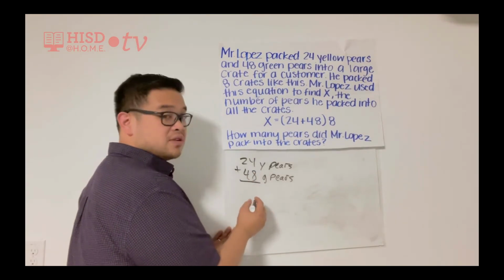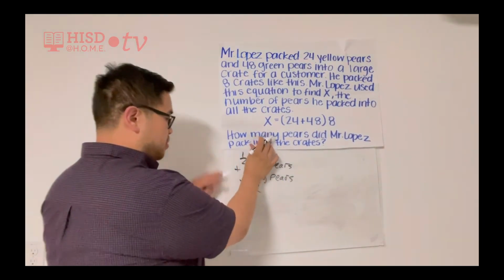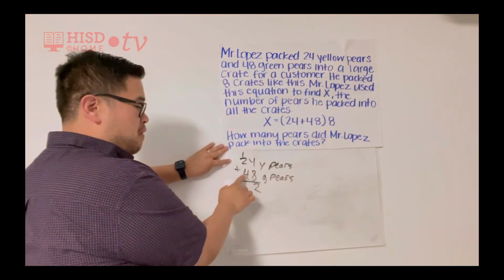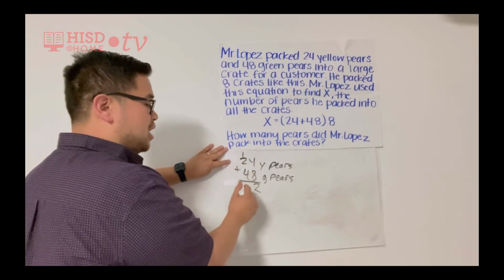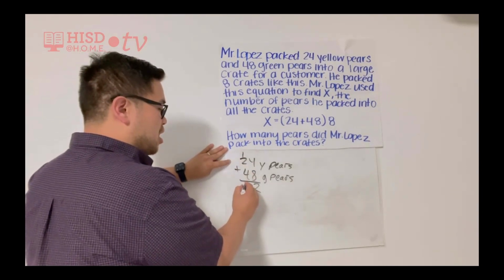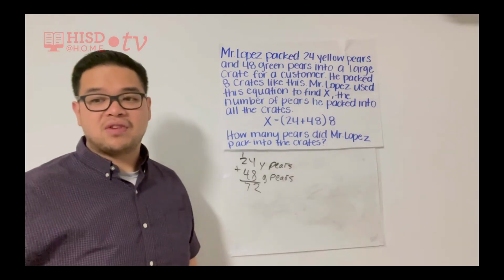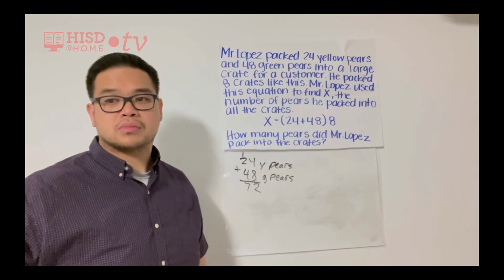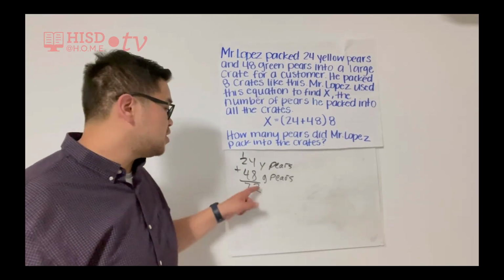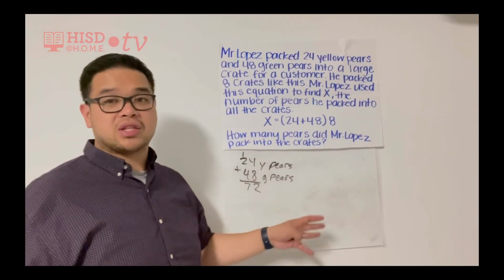4 plus 8 gives us 12. I put my 2 here and my 10 up here. 40 plus 20 gives us 60 plus 10 gives us 70. And that gives us 72 pairs. So we have 72 pairs altogether, and that means he has 72 pairs in each of the crates he has.